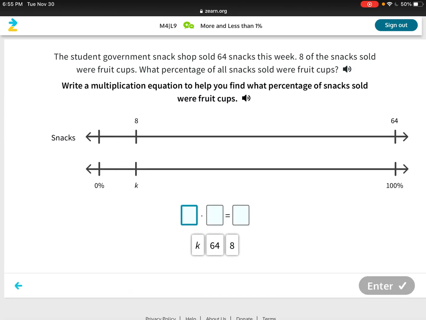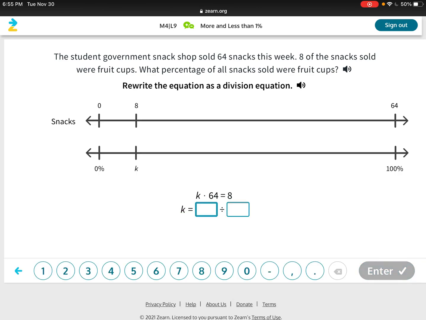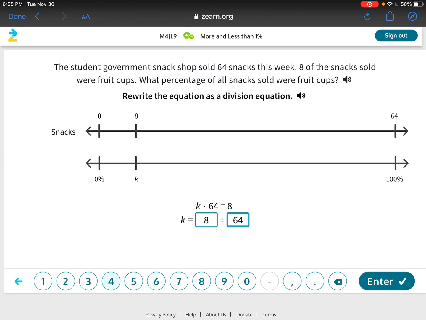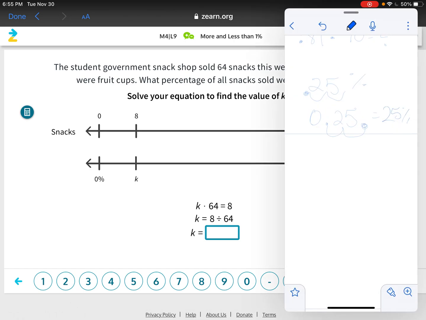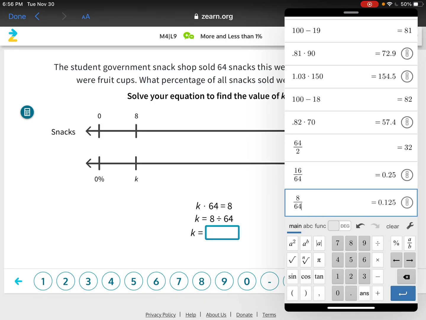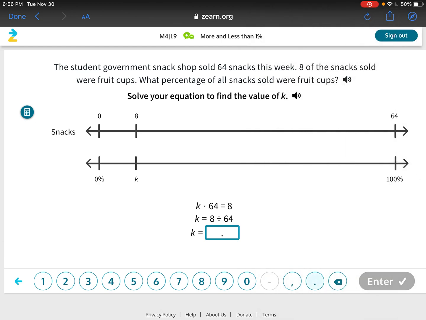Okay, so 8 were fruit cups, 64 altogether. And we already have this kind of lined out here for us. So we do not know the percent. We do know that the whole is this, and part of it is 8. So same thing as before, we're going to do 8 divided by 64. 8 needs to go in first. Then you take Desmos and you do 8 divided by 64, 0.125.